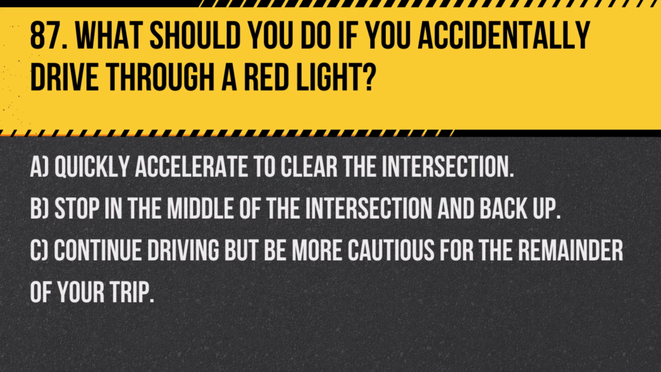Question 87. What should you do if you accidentally drive through a red light? A. Quickly accelerate to clear the intersection. B. Stop in the middle of the intersection and back up. C. Continue driving, but be more cautious for the remainder of your trip. Answer. C. Continue driving, but be more cautious for the remainder of your trip. Learn from the mistake and ensure more attention in the future.